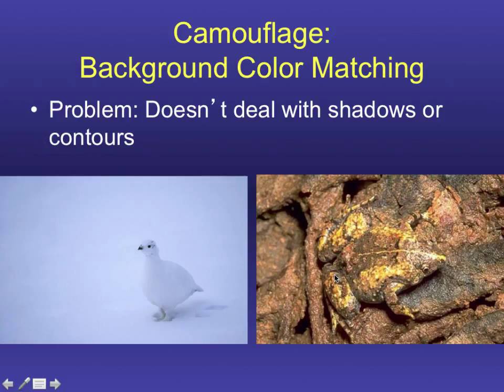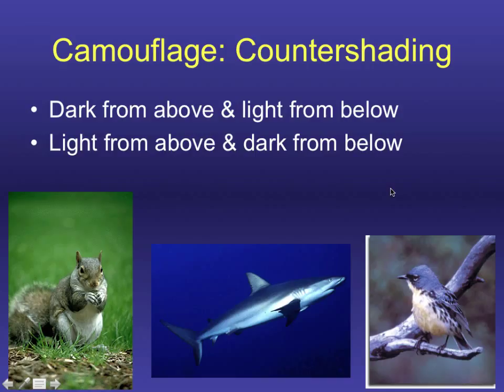This frog over here is a little bit better. It's got some little bumps and it's got some different colors on its skin to help break up its outline some. It does a pretty decent job of matching its substrate here behind it with the background color matching. Countershading is a fairly common scenario where we see animals that are typically lightly colored on the belly and dark colored from the top.